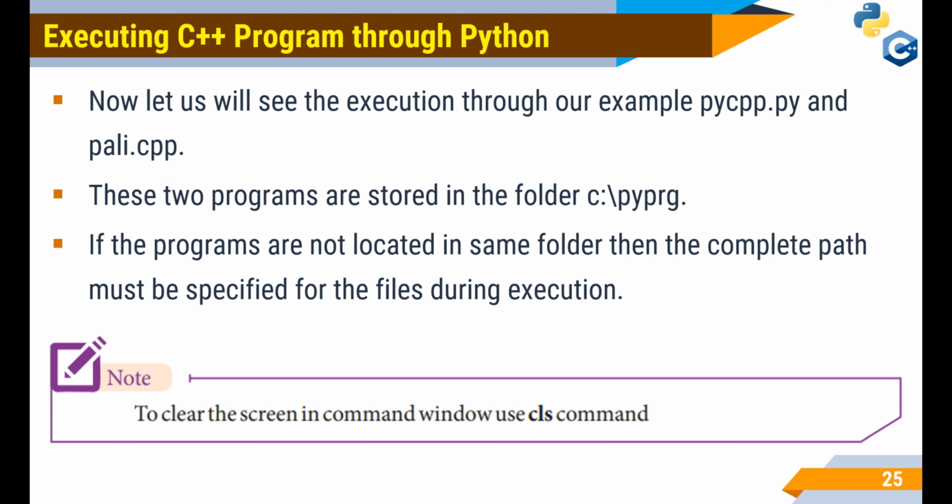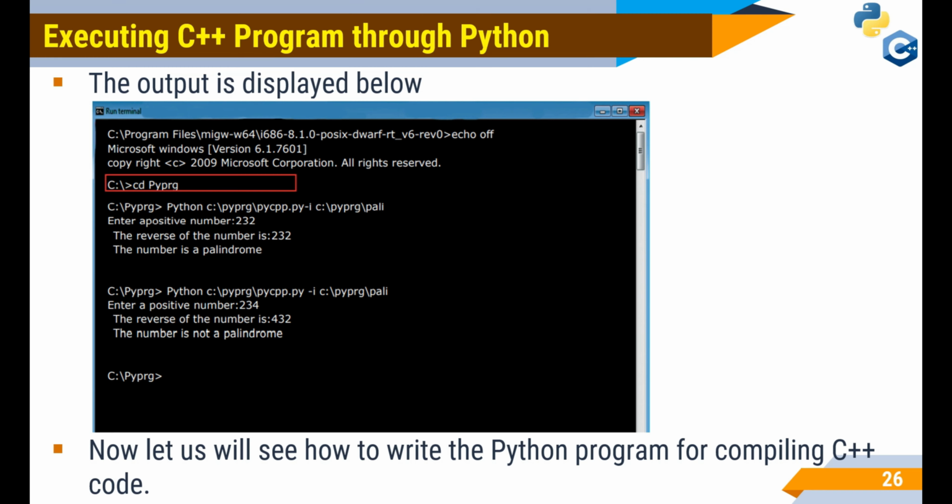These two programs are stored in the folder C:\pyprg. If the programs are not located in the same folder, then the complete path must be specified for the files during execution. Now to clear the screen in the command window, use the cls command, an important one mark question. To clear the screen in the command window, use the cls command. Okay, here in this execution of the program, we will see the output displayed like this.